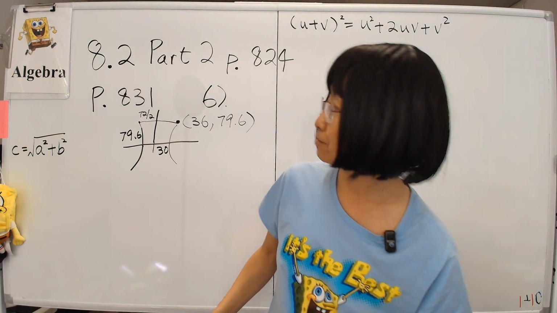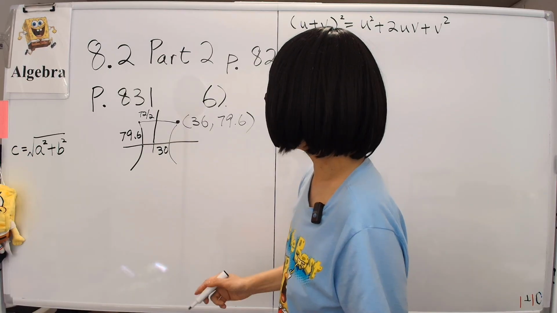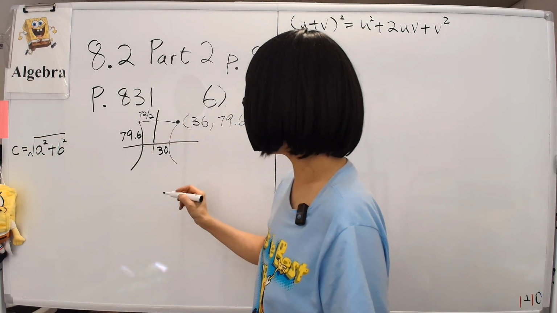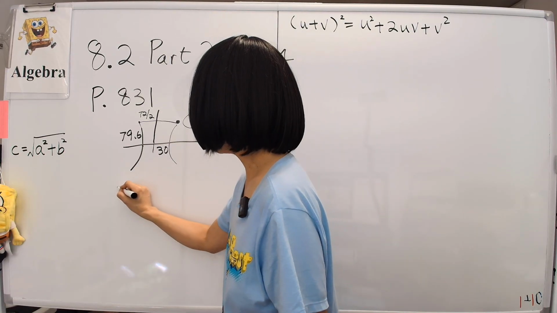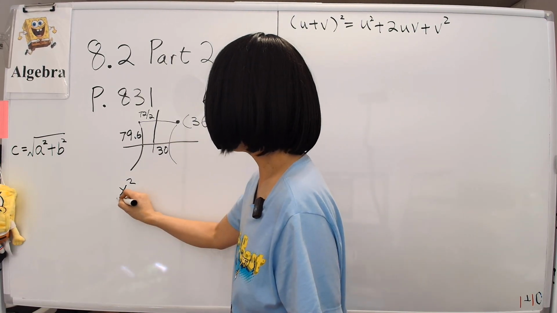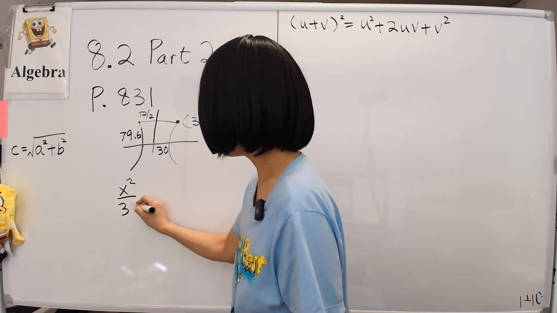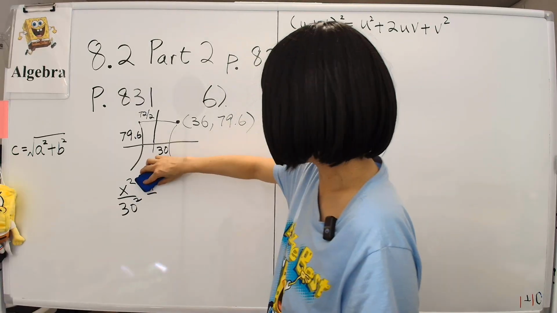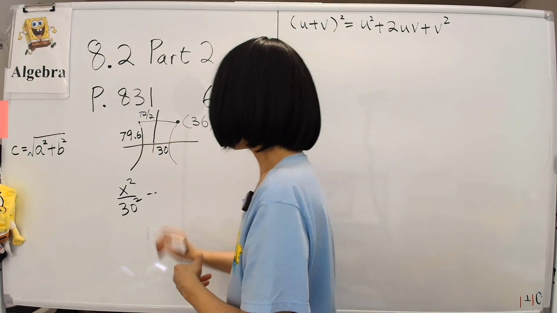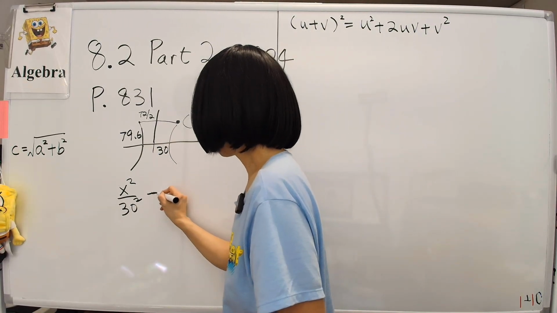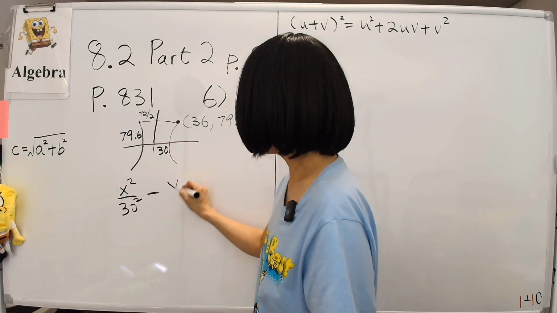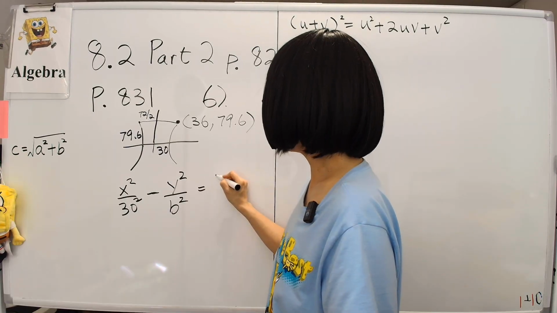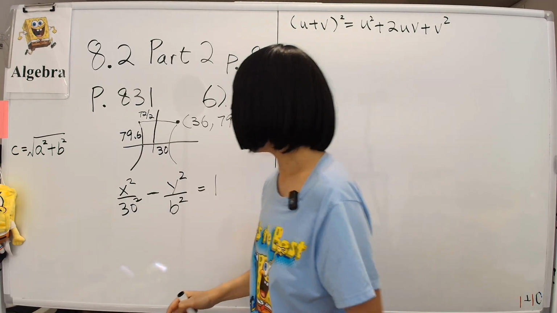Okay, so that is a worthless piece of information. This is all we need. This tells us the equation for this hyperbola, which is x squared over 30 squared, minus, that's the critical point of hyperbolas, y squared divided by b squared. We don't know what that is, and that equals 1. Which means we just need to figure out what b squared is.